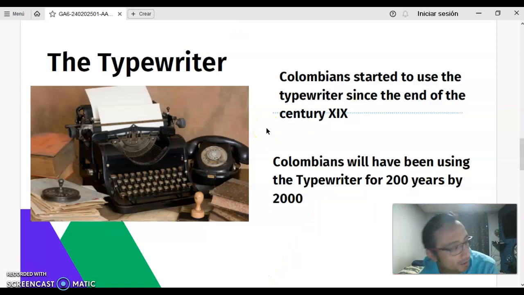In another example, we have the typewriter, where Colombians started to use the typewriter since the end of the century 19, and Colombians will have been using the typewriter for 20 years by 2000.